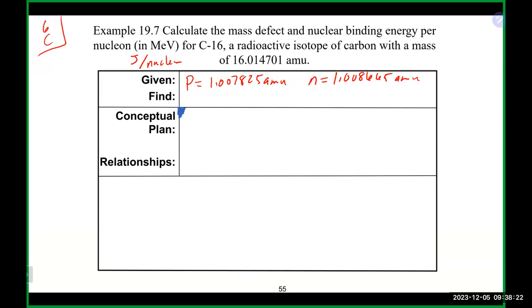So once again here, we probably want to start with neutrons and protons. We have a mass number of 16 and an atomic number of 6. So our number of neutrons would be 16 minus 6, which would give us not 6, but 10. Our number of protons in this case would be 6.